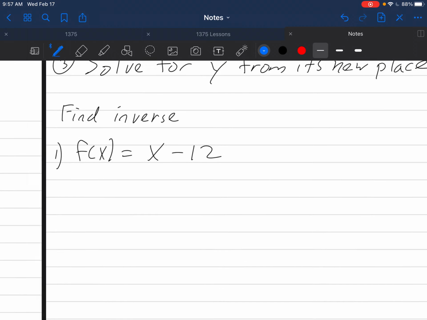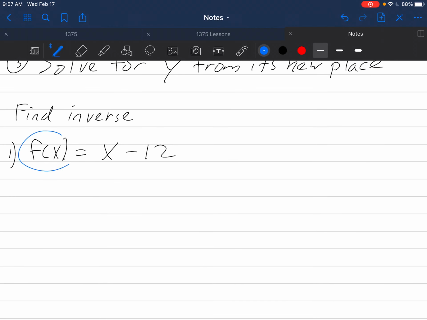So let's take a look at a simple function here. f of x equals x minus 12. That makes y equal to x minus 12. And again, this is really just for notation purposes, for moving forward, operating with y instead of f of x. So the next thing we want to do is swap the locations. If y equals x minus 12, that means x is equal to y minus 12, right? We are literally swapping the locations of x and y, just like we did on the ordered pairs. And now we want to solve for y.